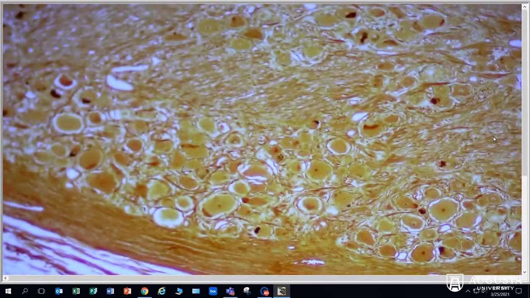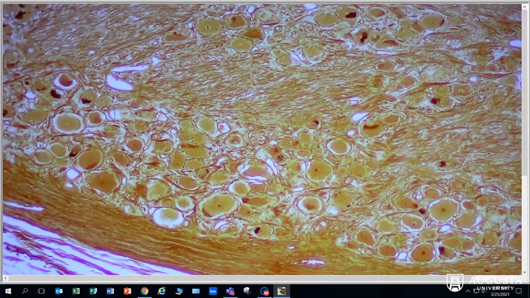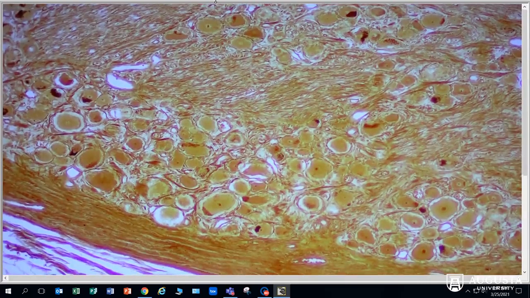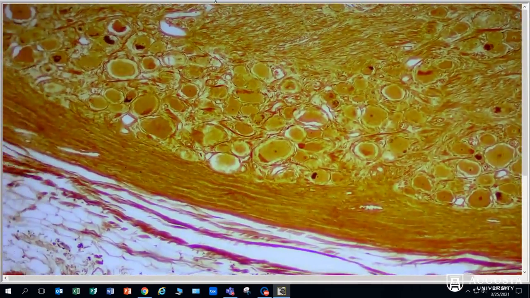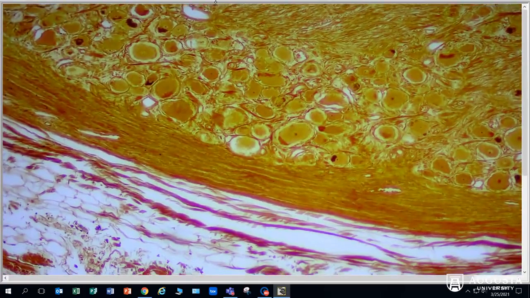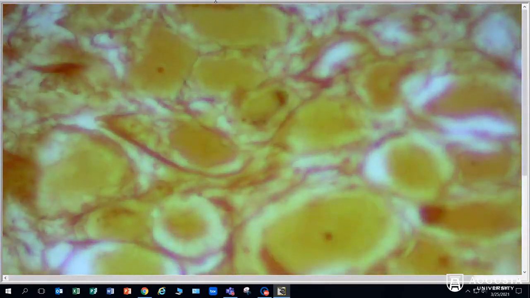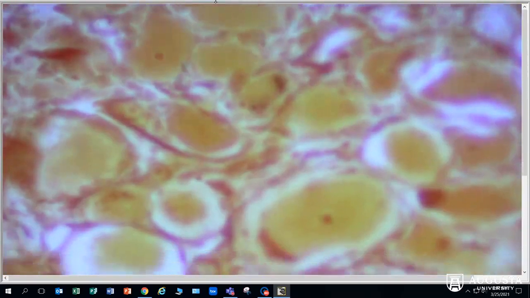If we move to the 10x objective, we see the cell body within the dorsal root ganglion, and we can also see those beautiful axons entering and leaving the dorsal root ganglion. I want to draw your attention to some of these cell bodies so that we can look more closely at their structure.